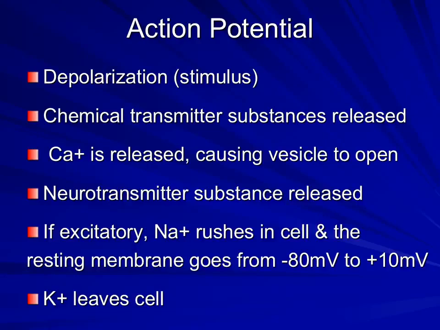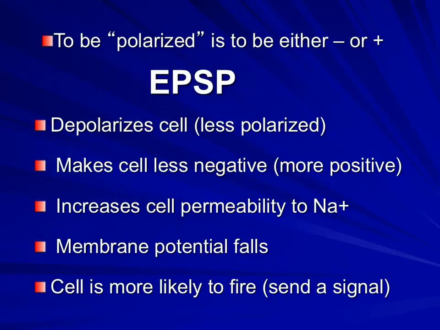Now a little bit of the potassium is going to leave the cell. Okay, so I said to be polarized means to either be negative or positive. In an excitatory postsynaptic potential, we depolarize the cell, so we make it less polarized. So we took this cell and we made it less negative and or more positive, whichever wording you want to use. We went from that -80 to about +10. We increased the cell permeability to sodium. So that sodium, which was positive, rushed in. So that's why it went from negative to positive.